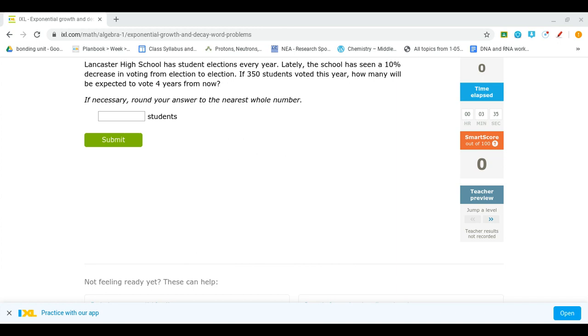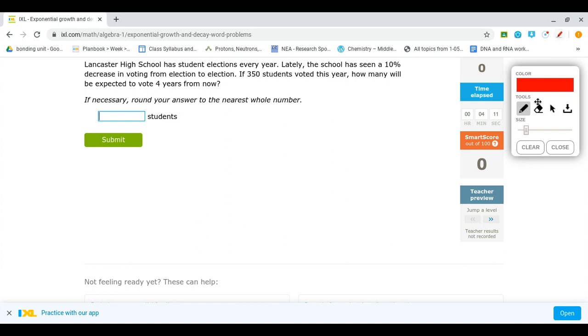So after reading these problems, the first thing that you have to do is determine whether this is exponential growth or exponential decay. When I look back through this problem, it says the school has seen a 10% decrease in voting. Decrease in voting means that this is exponential decay. The number of voters from year to year is decreasing. So the formula that I want to use is exponential decay.